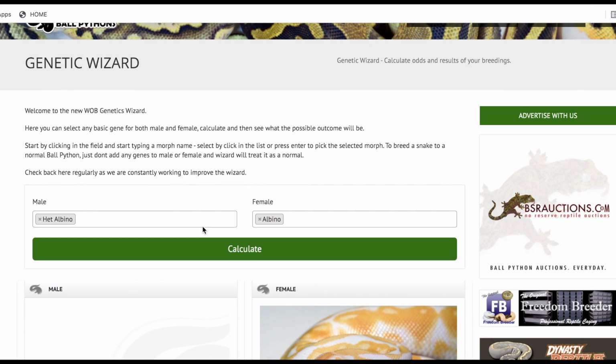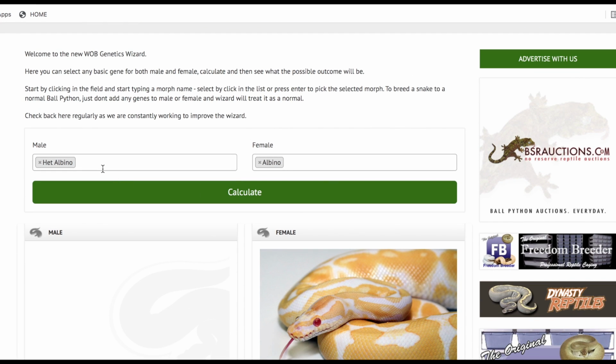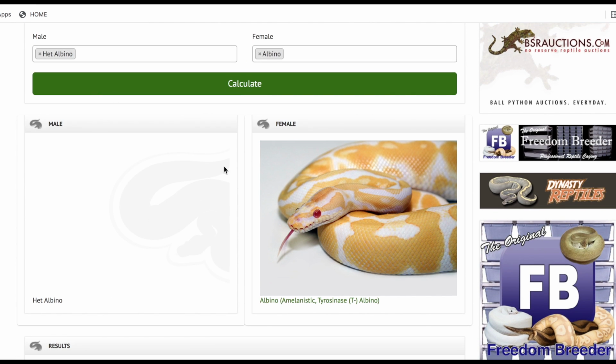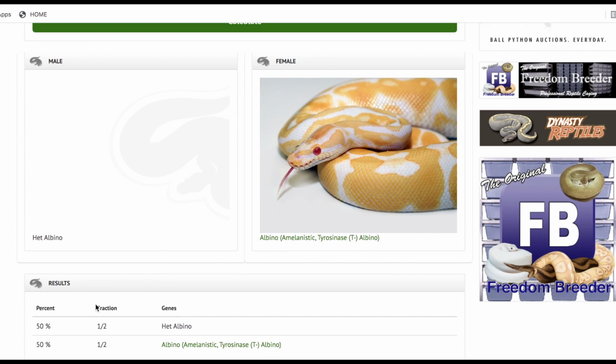So even if they look normal, but they still carry the het albino gene, or the allele, you can breed it with an albino snake and get pretty good odds. If it has 8 eggs, 4 of them are going to come out albino, theoretically, right?